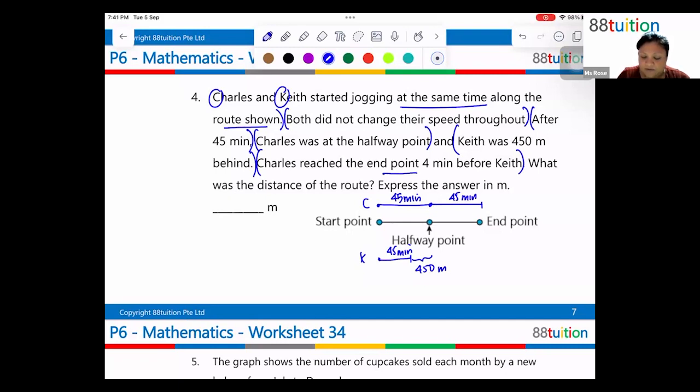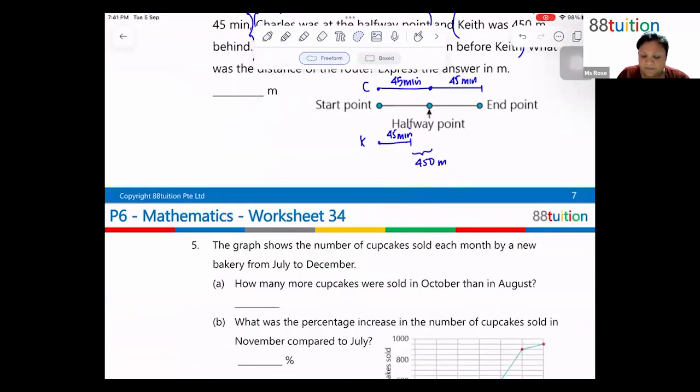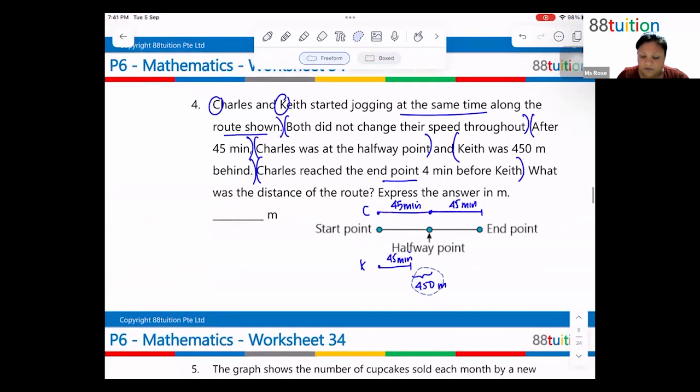Now, in 45 minutes, I'm going to move this first. So in 45 minutes, okay, so another 45 minutes, Keith is here. He is 4 minutes away from the end point. Okay, so it's 4 minutes away from the end point.